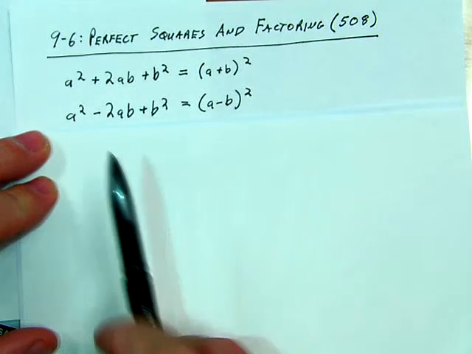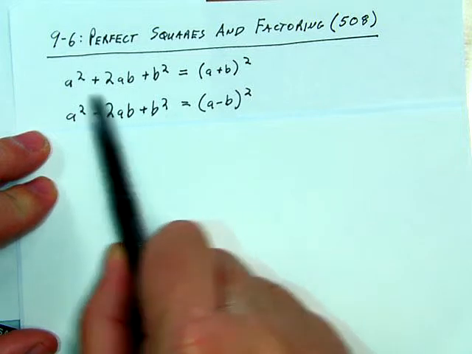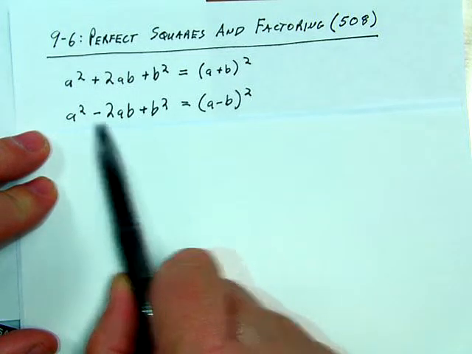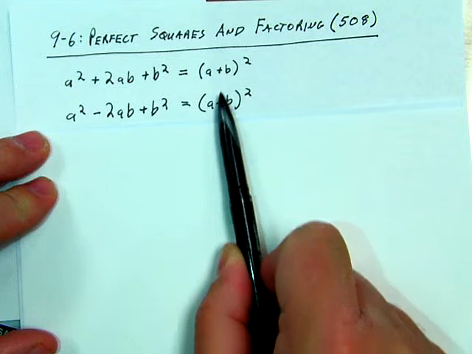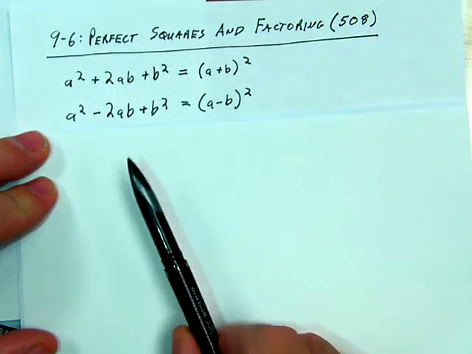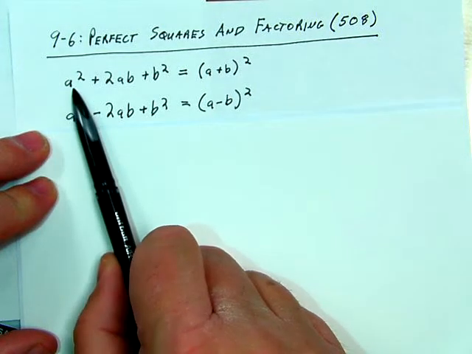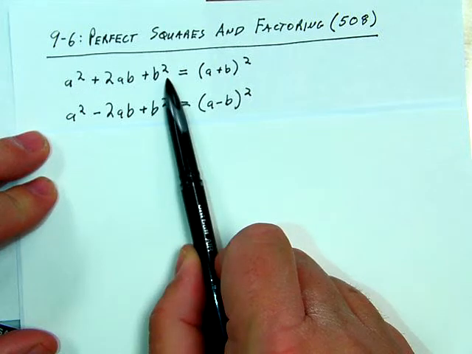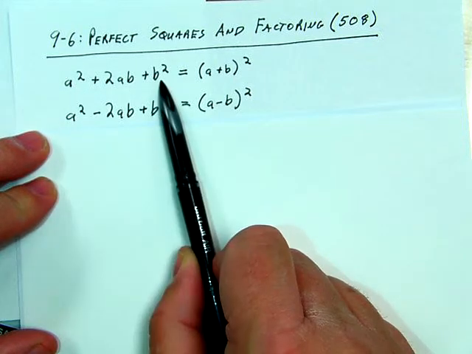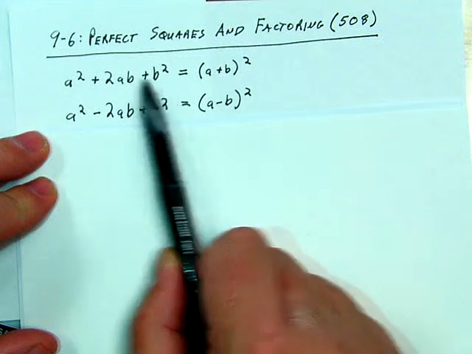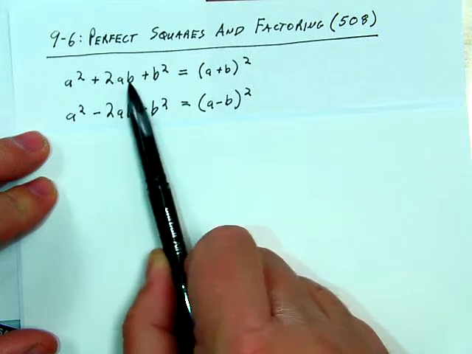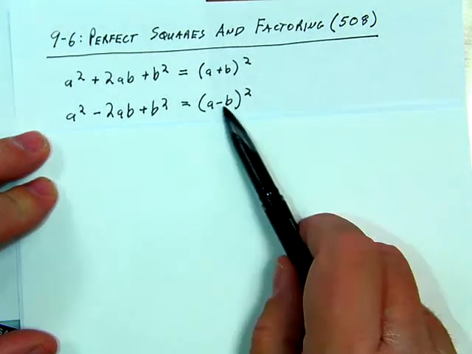And since we're factoring, you have to recognize when this situation occurs, and then you can immediately go to one of these two factorizations. So, again, take the square root of the first term and the last term, and whatever their square roots are, multiply it times 2. If the middle is that, then you can immediately go to that factoring.